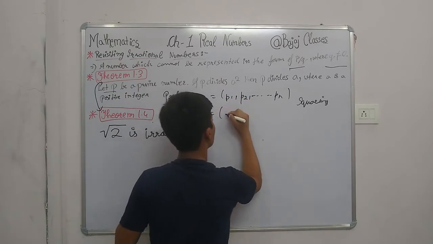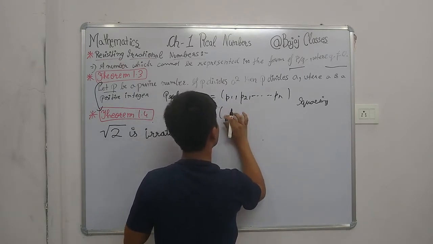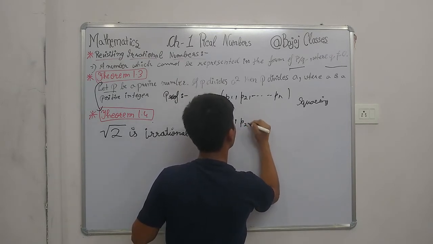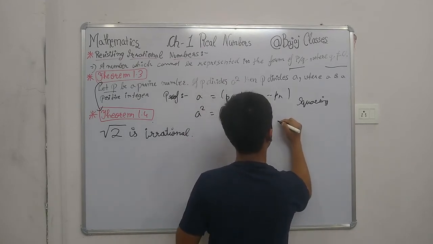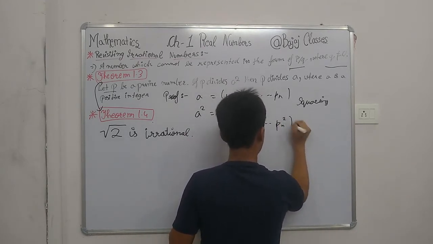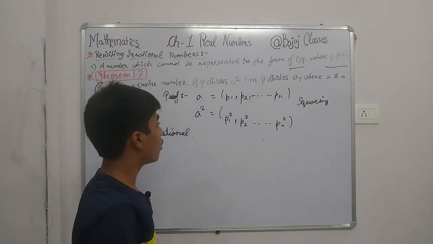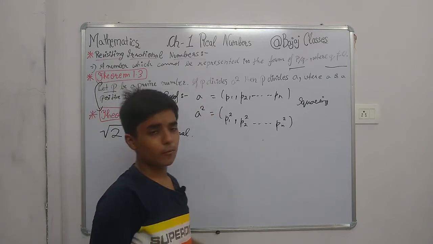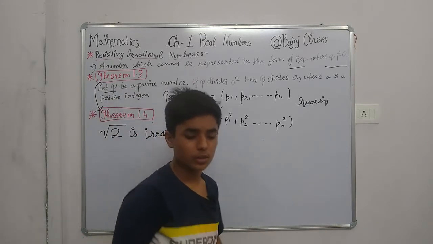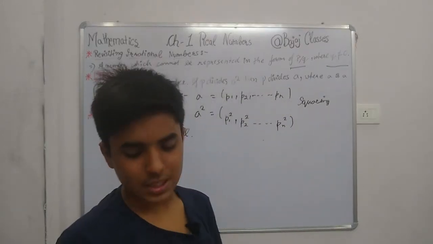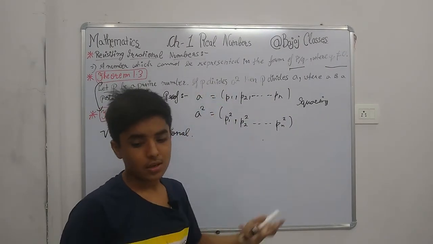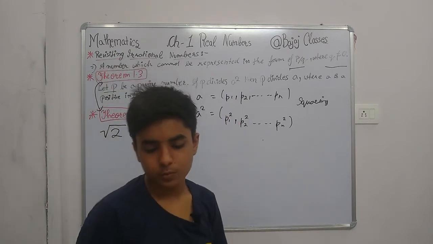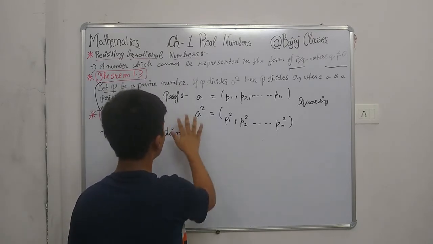So a square equals p1 square, p2 square, only pn square. So this will be our equation. Now it is clearly seen that if a square is divisible by p2, then there are the same factors. So you can conclude that if a square is divisible by p, then a is also divisible by p. Now we have proved this.